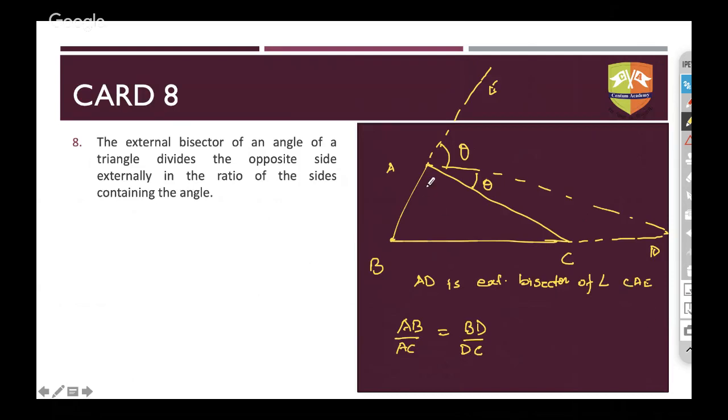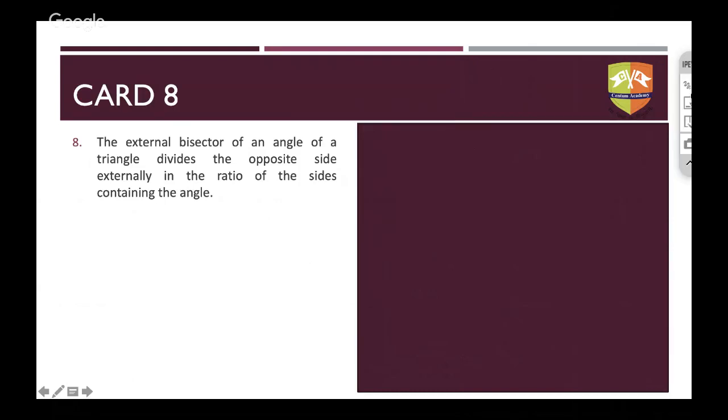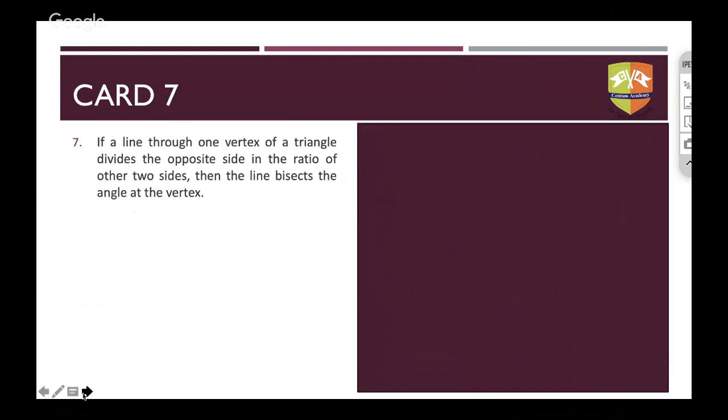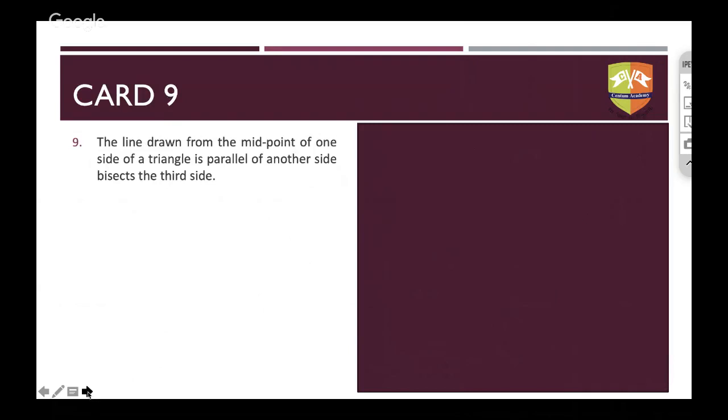So how to remember this? You start with AB and AC, and hence you also start from this point B. So let's say AB is the first side, and then B is the starting point of the side on which the point D lies. Then you first stretch out from B to D and from D to C, like that. So hence AB upon AC will be equal to BD upon DC. Okay, so this is the external bisector theorem. Let's move on. So this is done. Cards 8, 7 are done. So we covered the internal angle bisector theorem, the external bisector theorem, and the midpoint theorem.